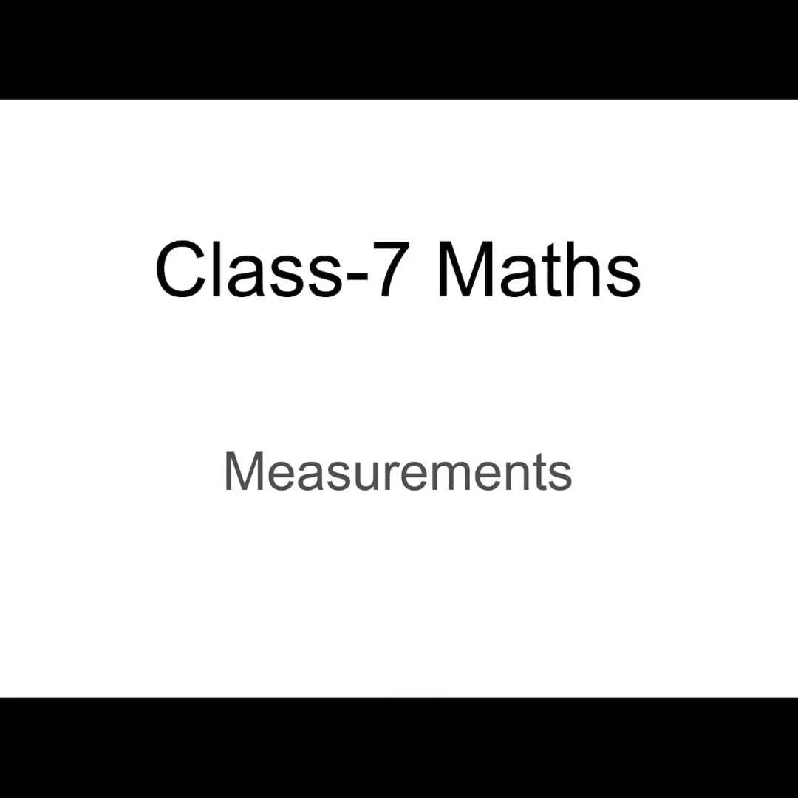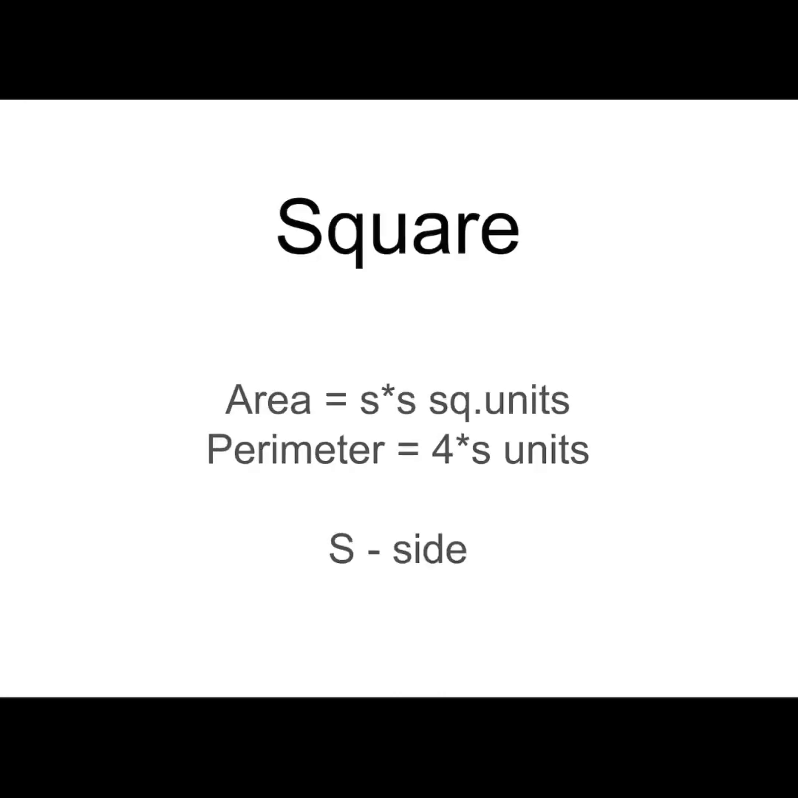In sixth standard, we learnt a few measurements such as area and perimeter of some specific shapes such as rectangle, square, and right angle triangle. What is a perimeter? Hope you know, a perimeter is the distance around a closed shape. And what is area? Area is the region occupied by the closed shape.